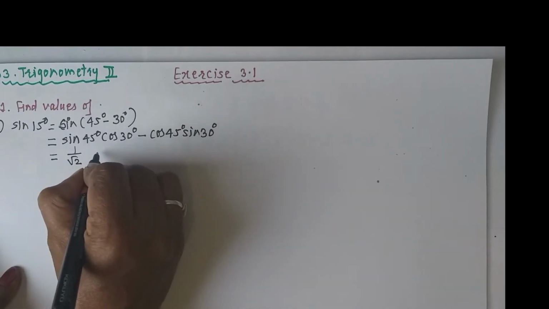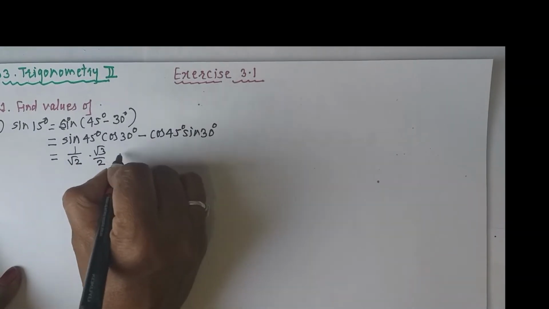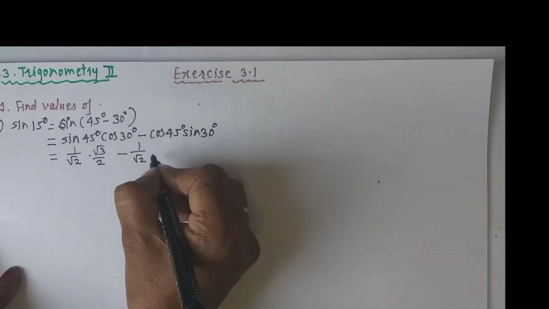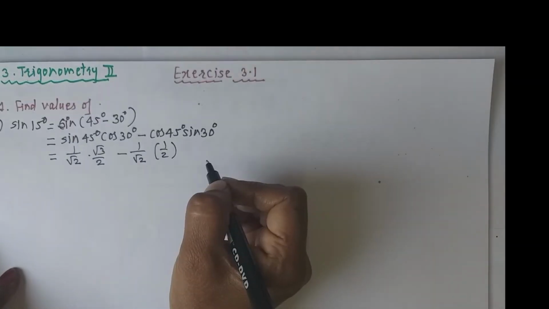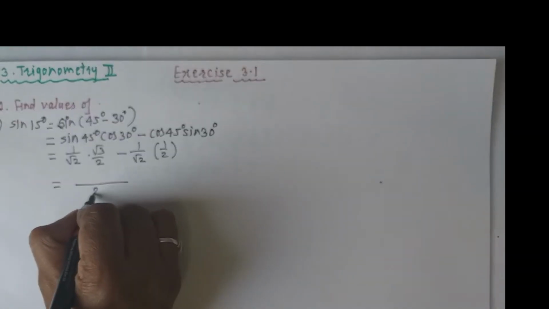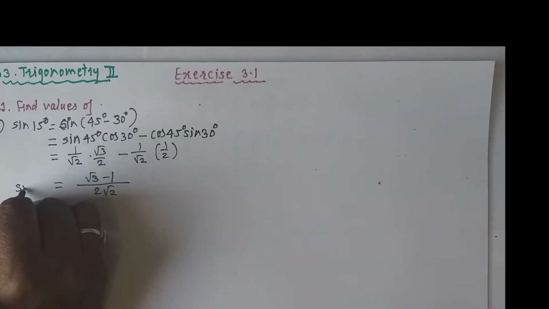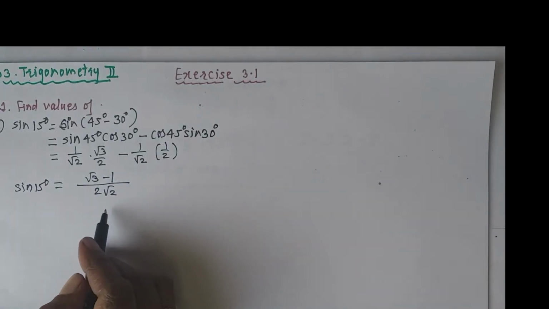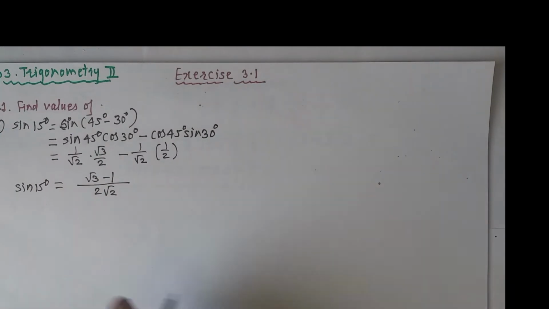Value of cos 30 degree is root 3 by 2. And again value of cos 45 degree is 1 upon root 2 and sin 30 degree is half. Take the LCM, that will be 2 root 2 and this will be root 3 minus 1. In this way we have got value of sin 15 degree root 3 minus 1 divided by 2 root 2. Okay. It is very simple.